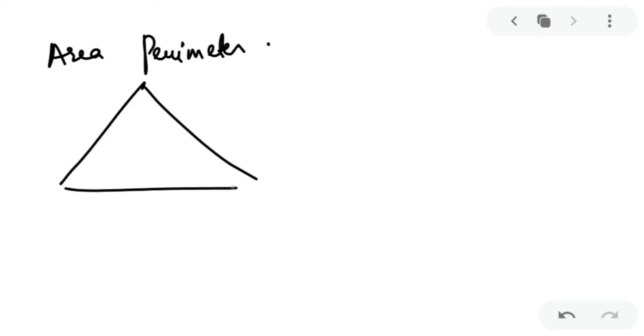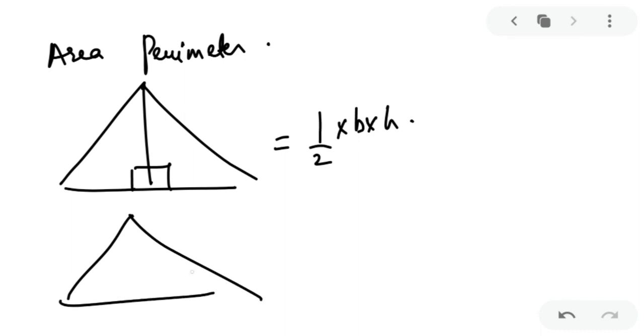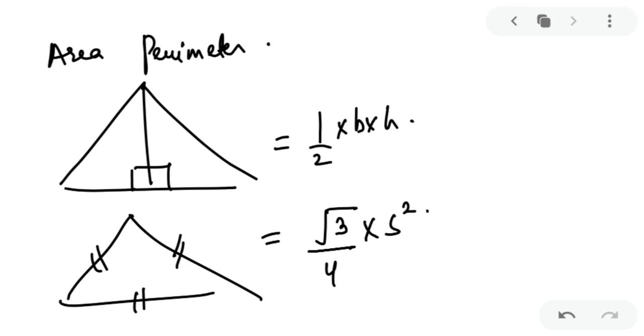My dear kids, your next is area and perimeter. Area for a normal triangle, if I give you height, you will have half base into height. If it is an equilateral triangle, that is all three sides are same, it will be root 3 upon 4 side square. If in case I give you a triangle which has all three sides different, in that case your area will be by Heron's formula.